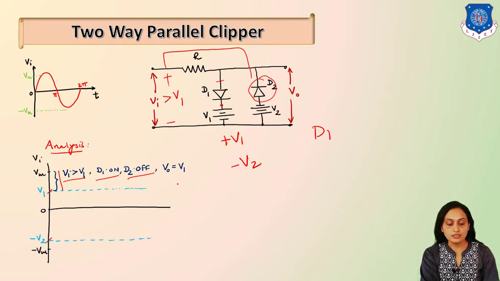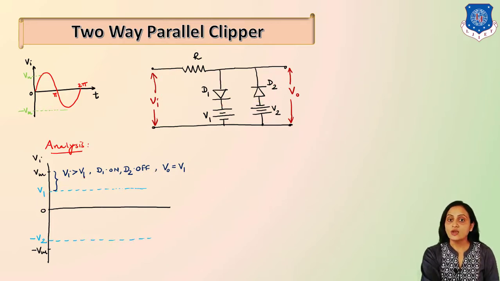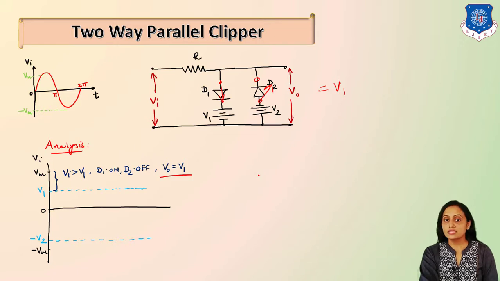And what happens when diode D1 is on and D2 is off? What happens to the output voltage? You can see over here, D2 is acting as an open switch and D1 will act as a closed switch. So we can say the output voltage is equal to V1 for this particular case, because we are considering both the diodes as ideal diodes during analysis. Practically we have a slight difference in the output voltage, but ideally we consider the output voltage to be V1.